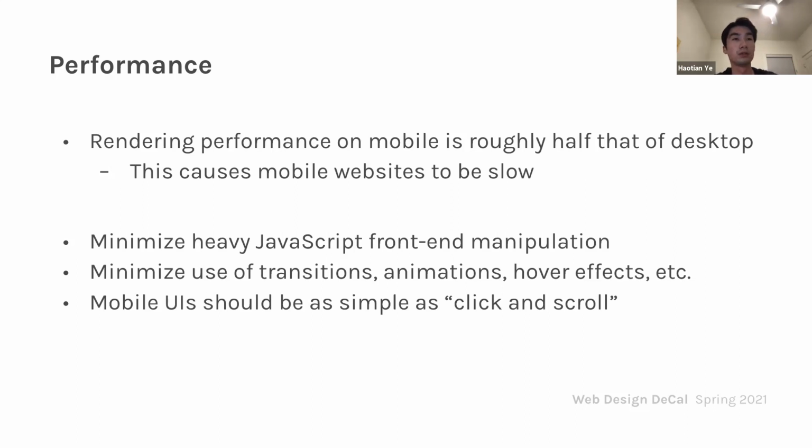And then we want to minimize the use of transitions, animations, and hover effects. There's really no need for a hover effect. How does a phone know you're hovering over something with your finger? It's not going to work. It doesn't work like that. So you can't even use hover effects on phones. And mobile UIs should be as simple as click and scroll. That's the whole goal of mobile UIs.